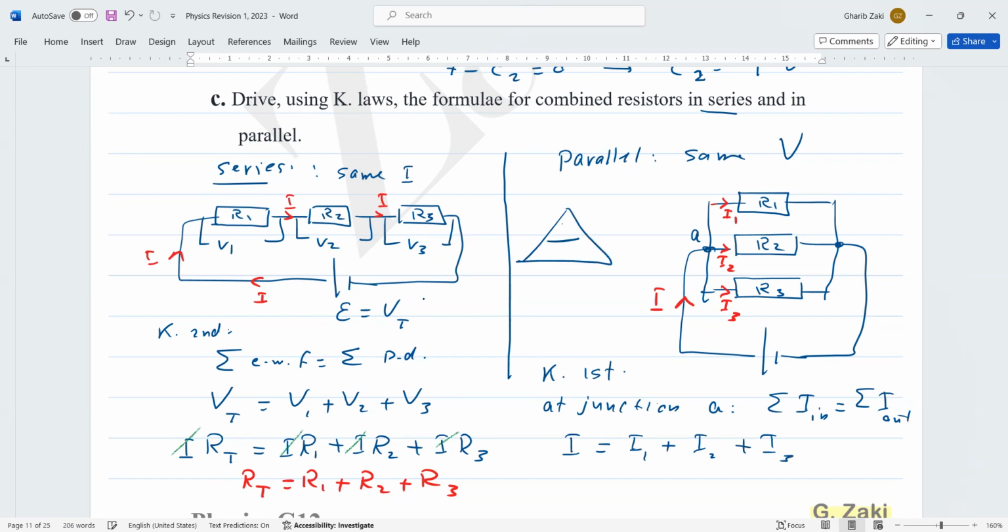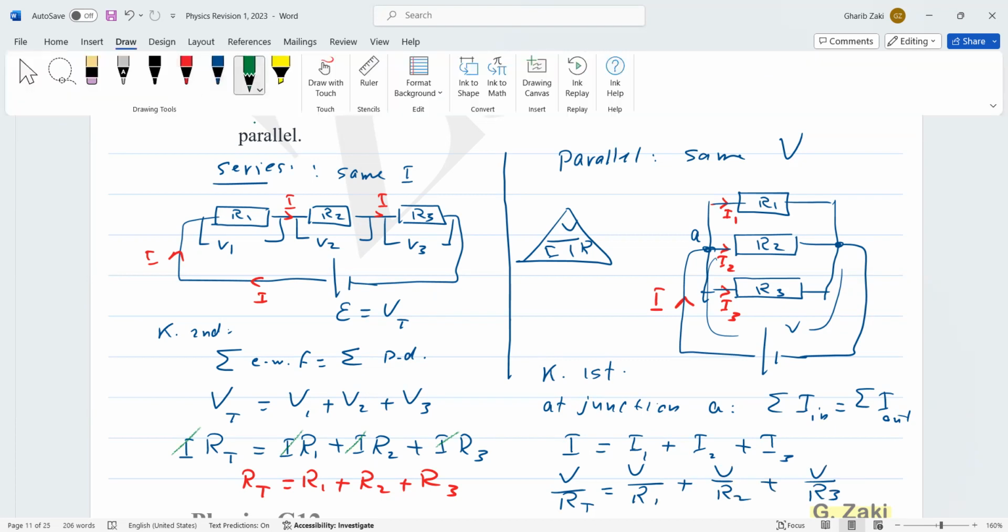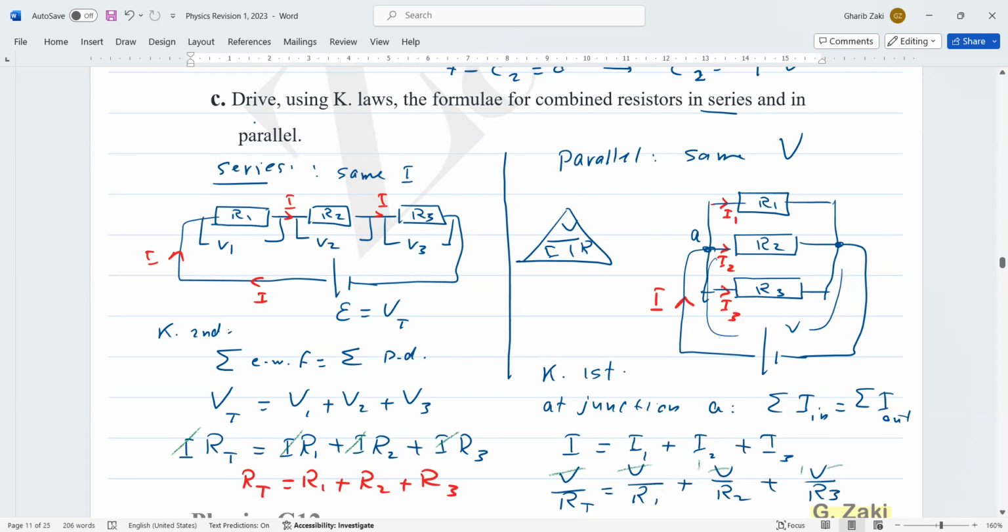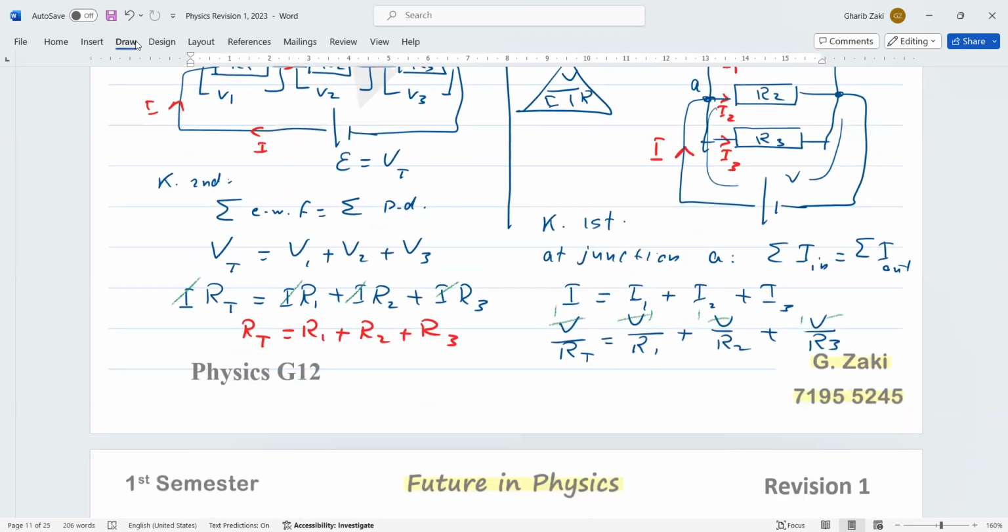From Ohm's law, V equals I times R. So I equals V over R. It is the same voltage V. So we don't say V1, V2, V3, but for R, it's R total. I equals V over R1 plus V over R2 plus V over R3. We cancel V with V because it is the same and replace it by 1. Then this is the formula of resistors in parallel. 1 over R total equals 1 over R1 plus 1 over R2 plus 1 over R3.